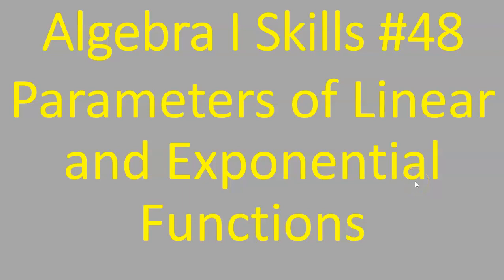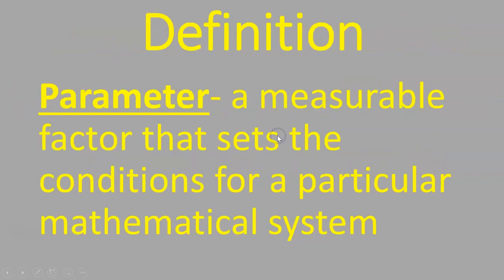Algebra 1 skills number 48, parameters of linear and exponential functions. So what exactly is a parameter? It's a measurable factor that sets conditions for a particular mathematical system. It's the variables that make linear be linear or exponential be exponential, for example.